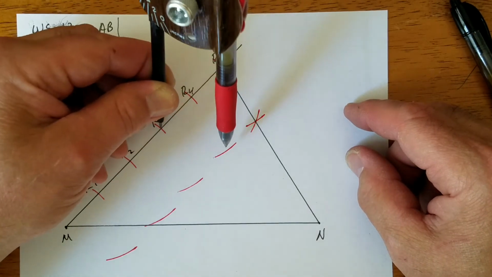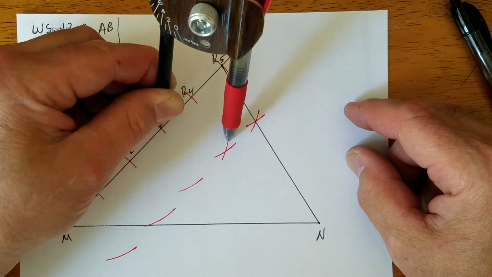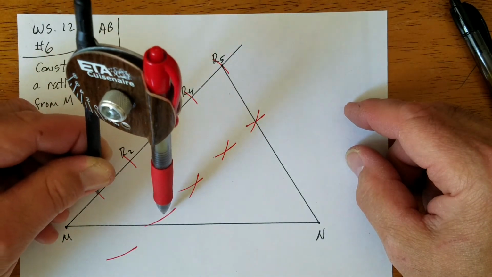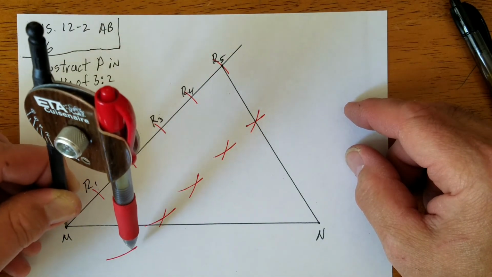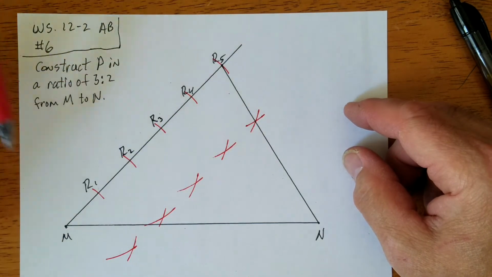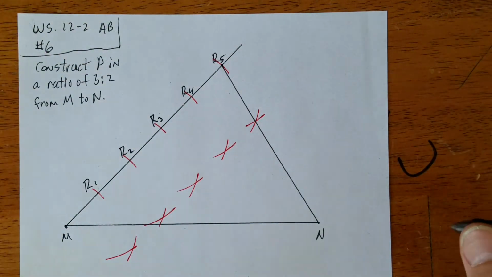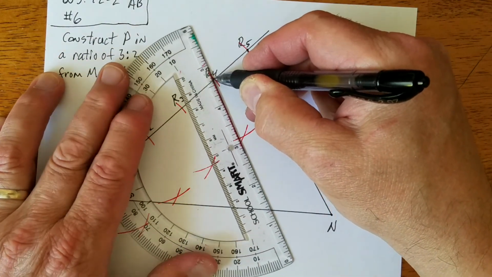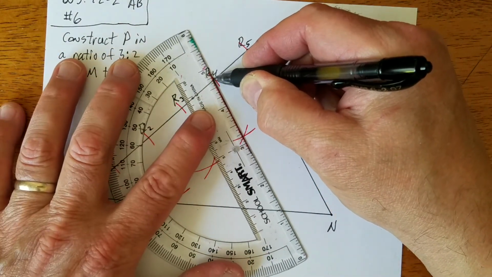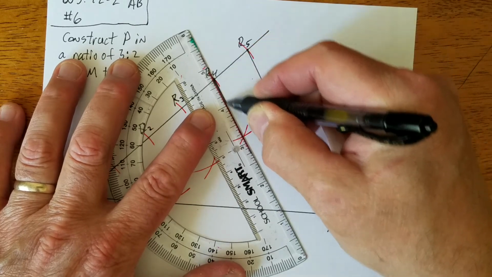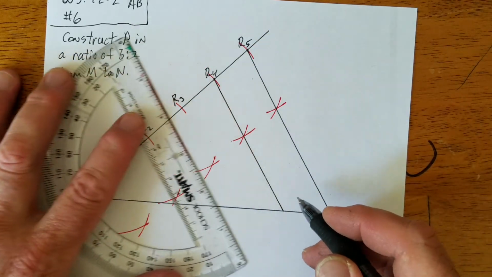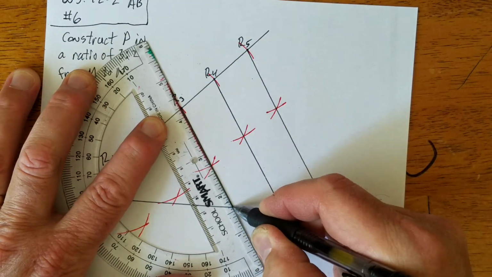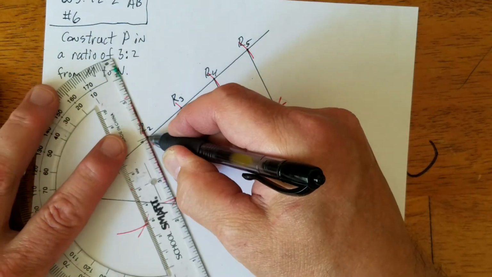Move your compass down to R3, cross this one, R2, R1, and point M. Okay, now we can see the intersections on each one, and we're going to draw from the reference points through each corresponding intersection of the arcs. And you're going to see that we'll end up with 5 parallel lines.